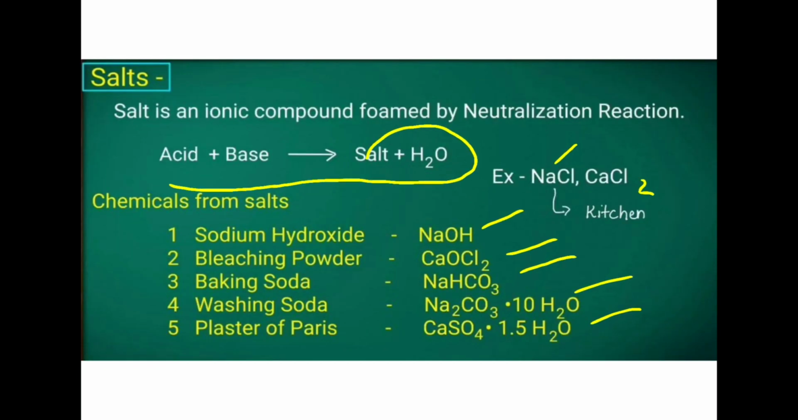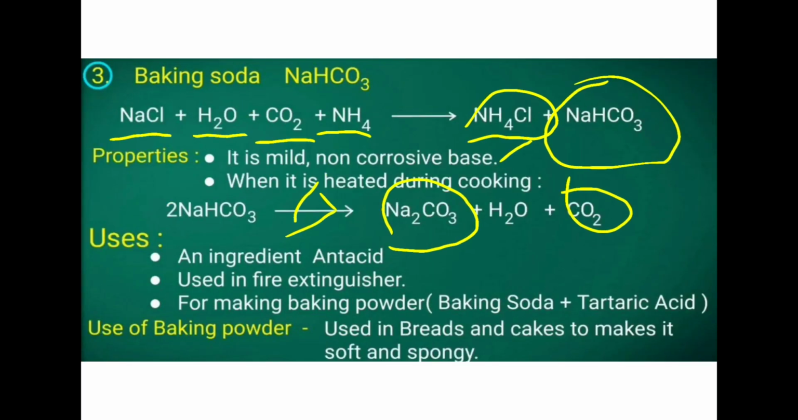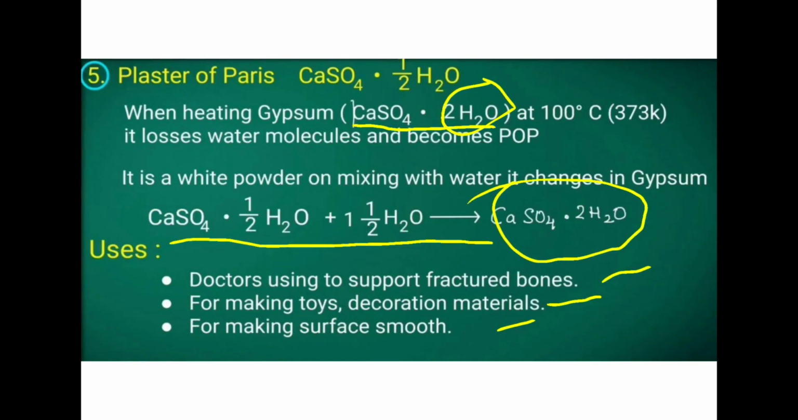Then what is a salt? Acid plus base gives salt, and these are the different types of salts. Sodium hydroxide is called caustic soda. Then bleaching powder, baking soda, washing soda, plaster of Paris. So the uses of sodium hydroxide, uses of bleaching powder, uses of baking soda, what is washing soda, and uses of plaster of Paris. So almost 99 percent of the chapter is completed.